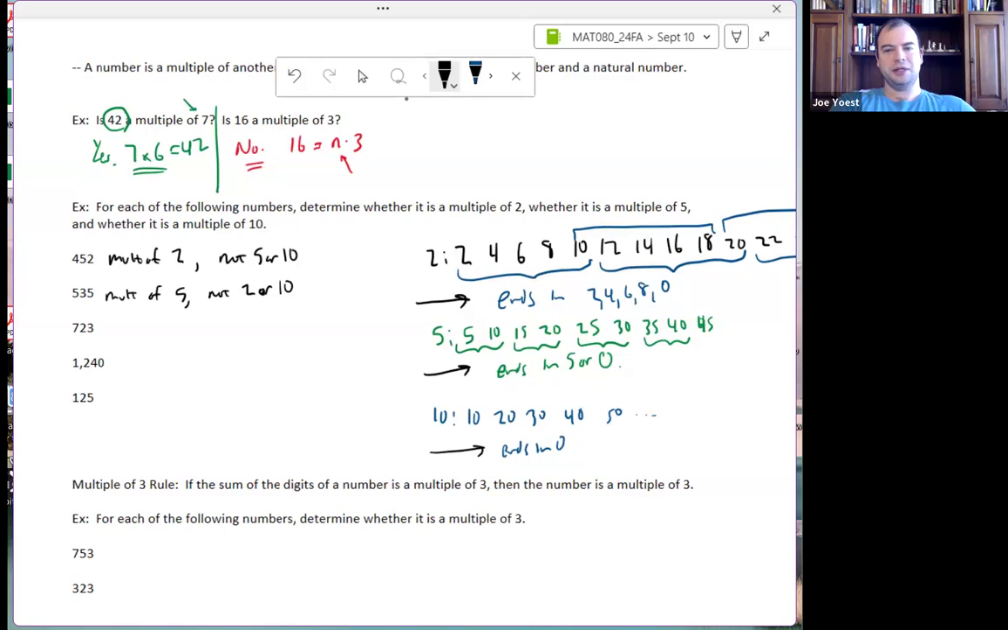723 ends in 3. It does not end in 2, 4, 6, 8, or 0, so not a multiple of 2. It does not end in 5 or 0, so not a multiple of 5. Does not end in 0, so not a multiple of 10. So not a multiple of 2, 5, or 10. Not a multiple of any of these three numbers that we're looking at.